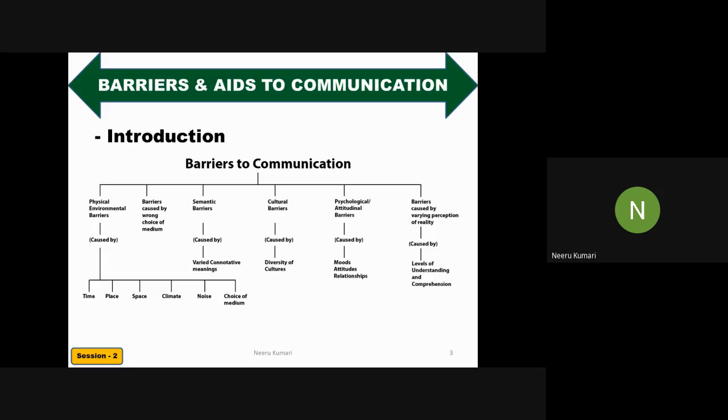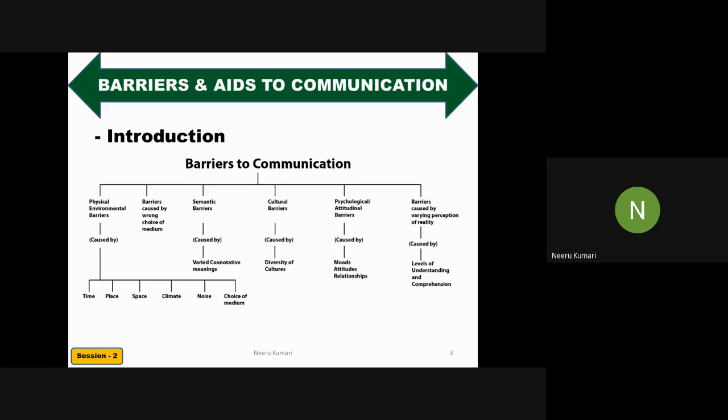Can we eliminate these? Of course, we can eliminate this. But for this, what you have to do is bring effectiveness in your communication. How can we bring effectiveness in our communication? We are going to discuss this in some other class. But for today, you need to identify that these are a set of barriers.